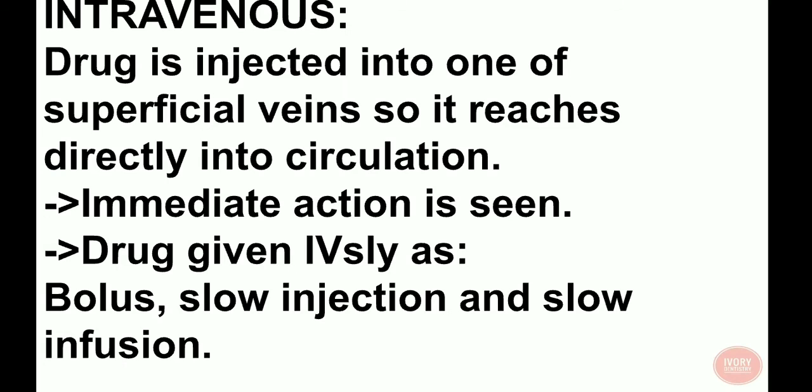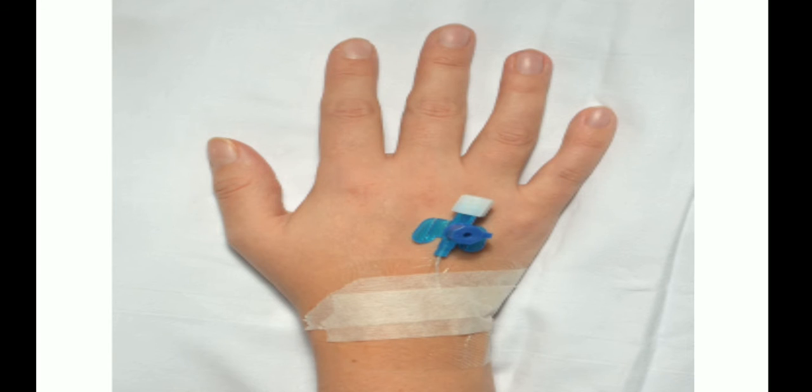Intravenous. Intravenous means the drug is injected into one of the superficial veins, so it reaches directly into circulation. Immediate action is seen and the drugs are given intravenously as bolus, slow injection and slow infusion. As you can see here, a cannula is given into one of the superficial veins.